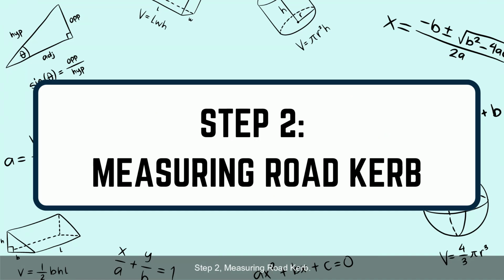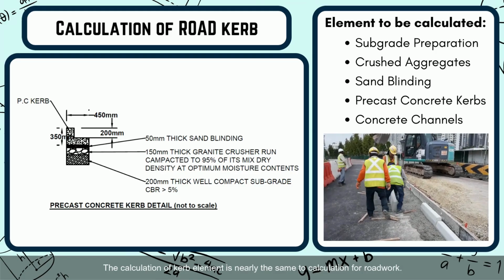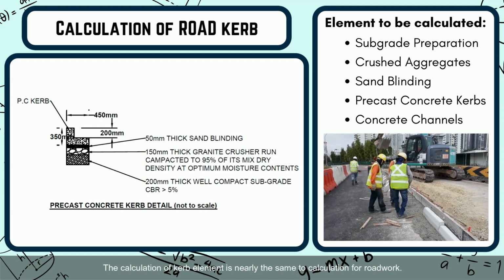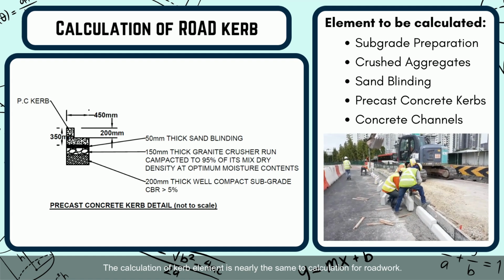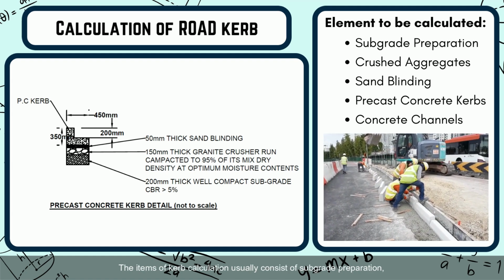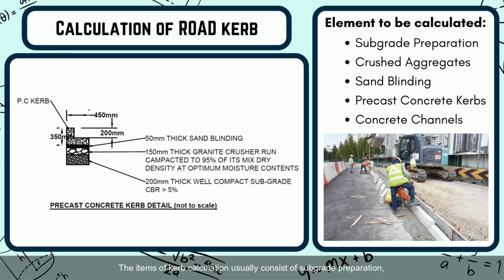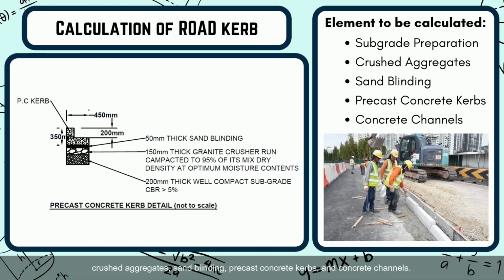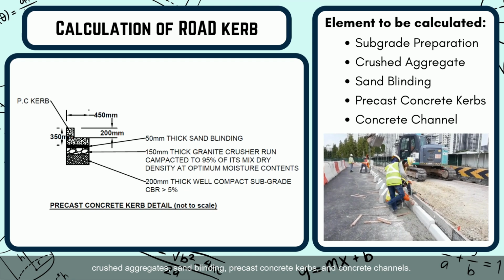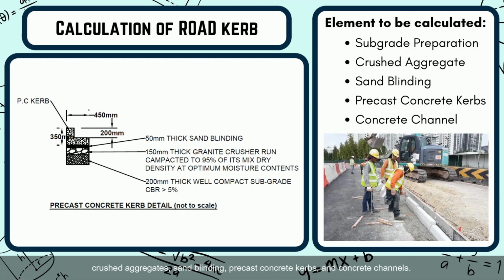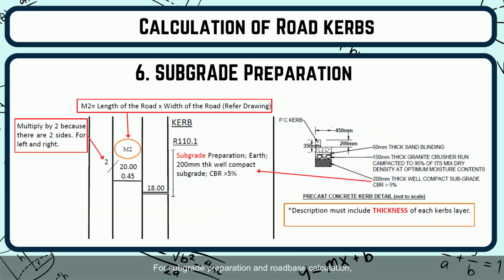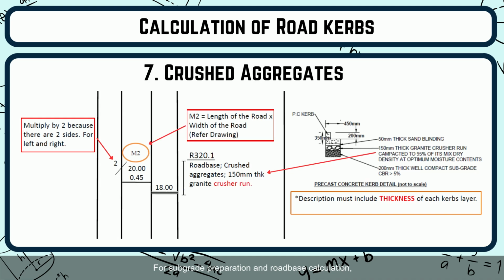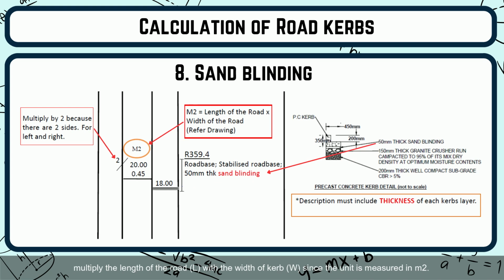Step 2. Measuring road curb. The calculation of curb element is nearly the same to calculation for roadwork. The items of curb calculation usually consist of subgrade preparation, crush aggregates, sand blending, precast concrete curbs, and concrete channels. For subgrade preparation and road base calculation, multiply the length of the road with the width of the curb since the unit is measured in meter square.